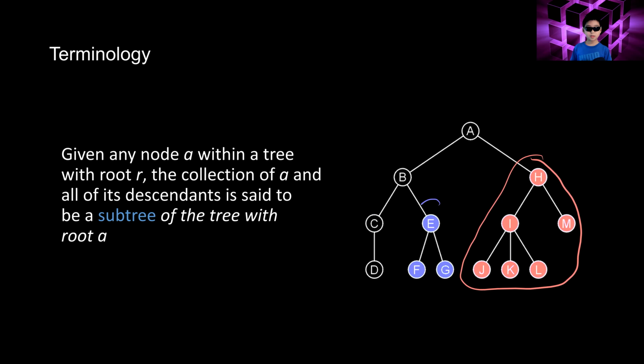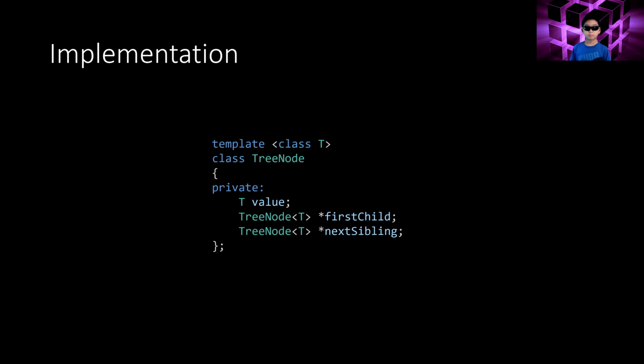We can also find the subtree of E. The class definition of a tree is pretty simple. First, we have a variable value to store data. Second, we have a first child variable which stores the first child that the node has. Third, we have a next sibling variable which stores the sibling next to the current node. This looks like a special linked list.